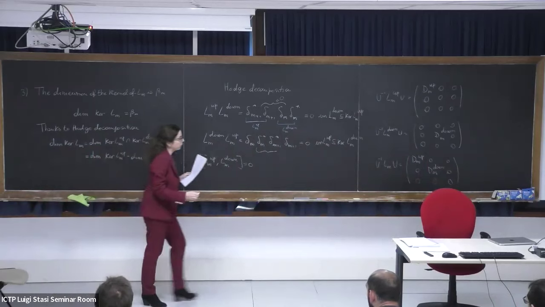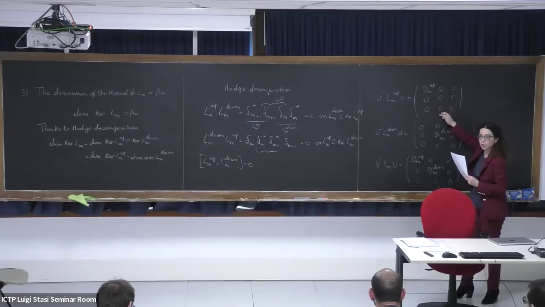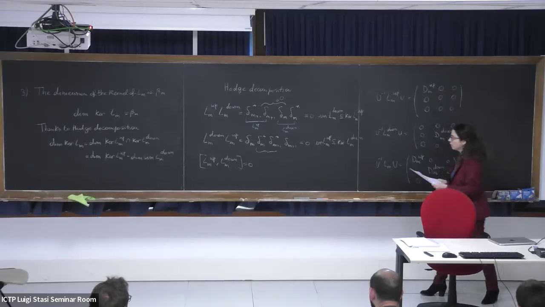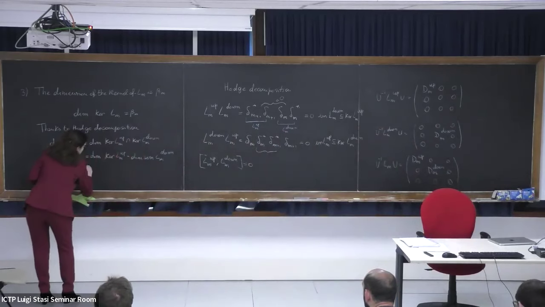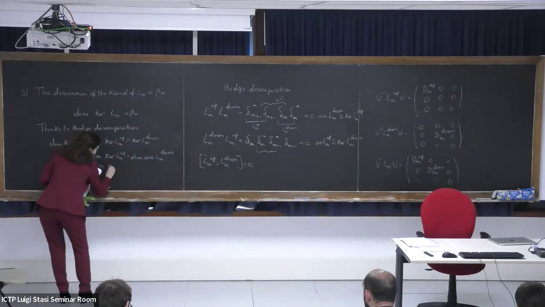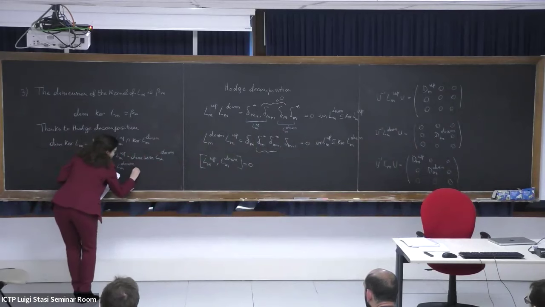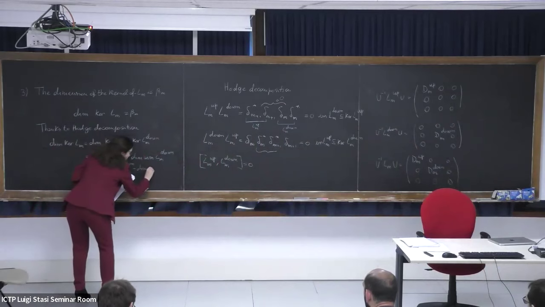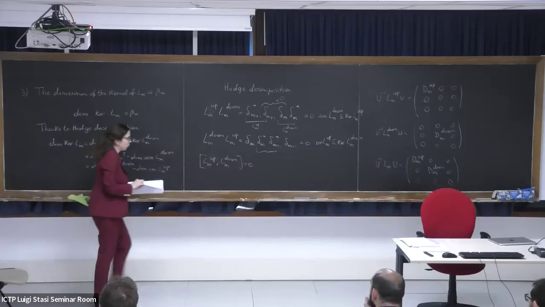And you see that radically, no? The dimension of the kernel of Lm up, these two spaces, is minus the dimension of the image of Lm down. And you can also write that the dimension of the kernel of Lm down minus the dimension of the image of Lm up. And you can continue with this.